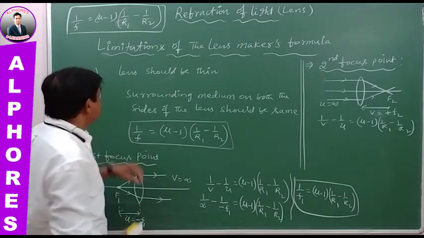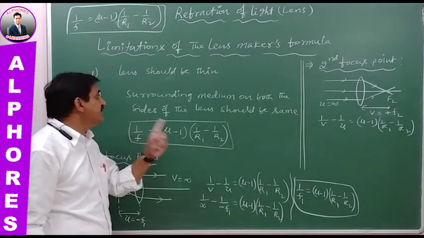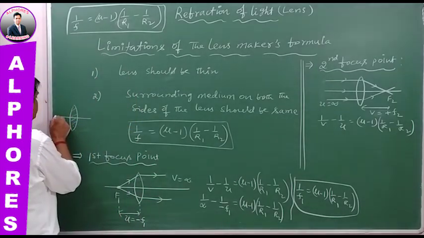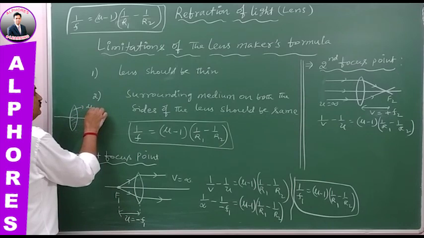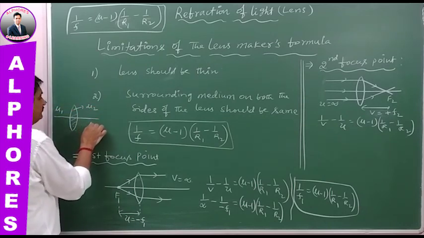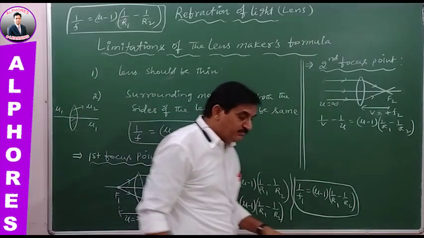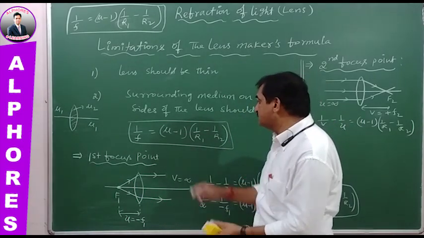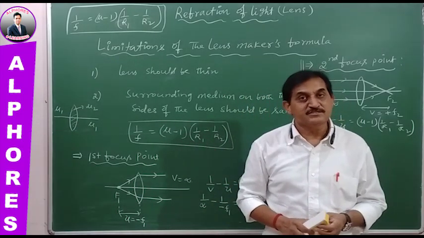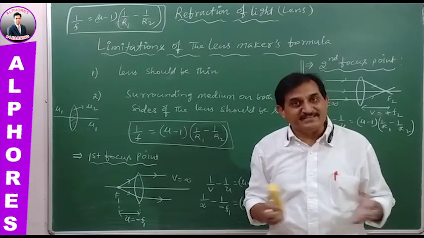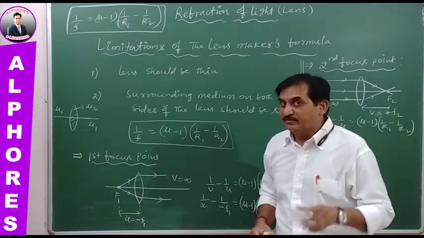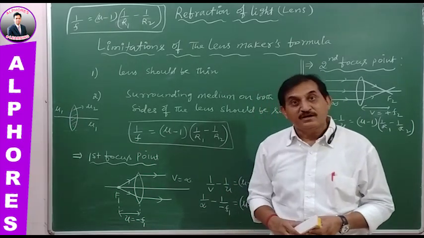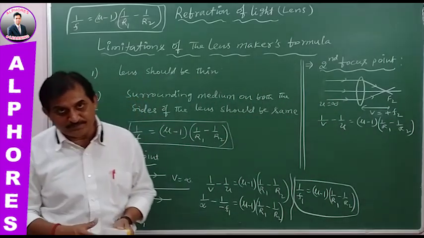And limitation two: the surrounding medium on both sides of the lens should be the same. See here, this is the lens with refractive index mu2, the surrounding medium is mu1, and on the other side also mu1. The surrounding medium should be the same on both sides of the lens. Then only is the lens maker's formula to be used. If these limitations are violated, then we have to use the refraction formula at the first refracting surface and at the second refracting surface to solve the problems. Keep this in mind.